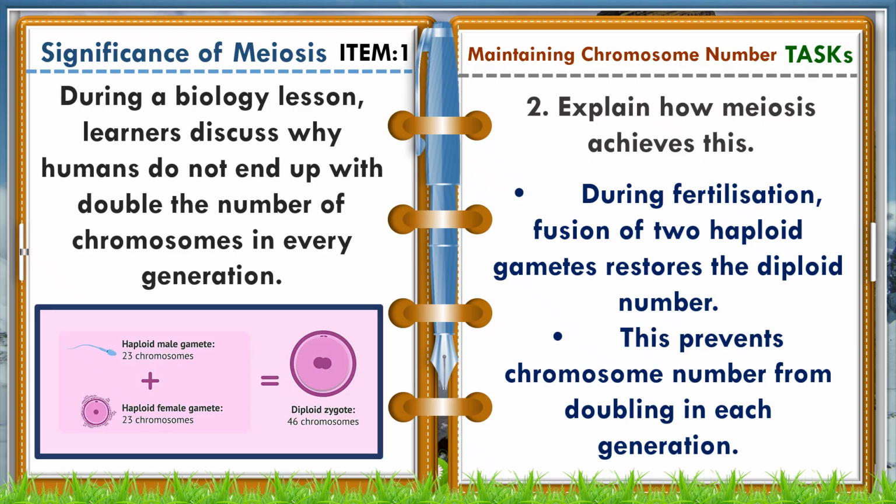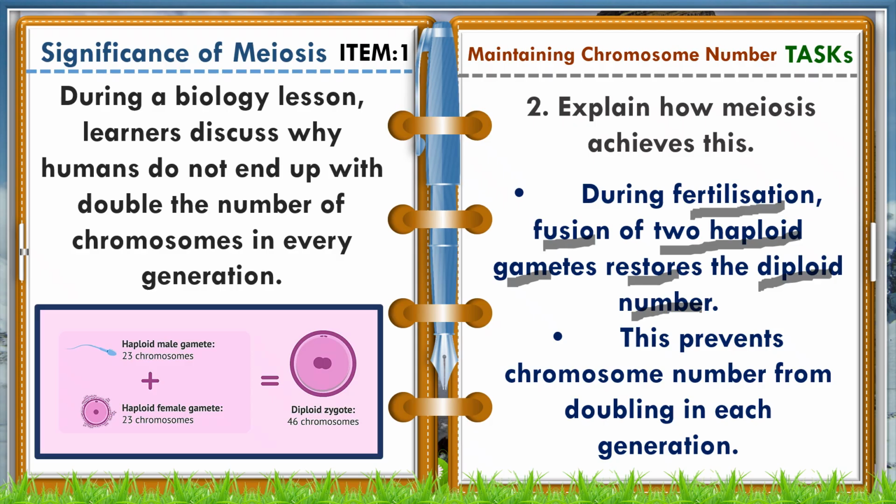So still here, we find that during fertilization, fusion of the 2 haploid gametes restores the diploid number. So on the other side we were looking at meiosis taking place, with a diploid turning into a haploid. Now, when we come here, we are seeing from meiosis to a new individual, making it diploid.